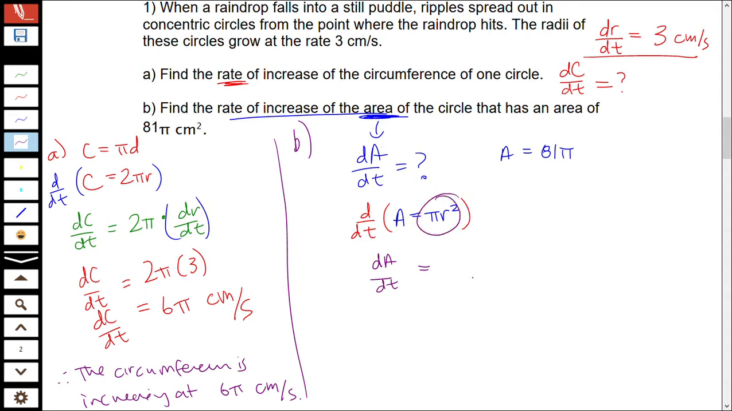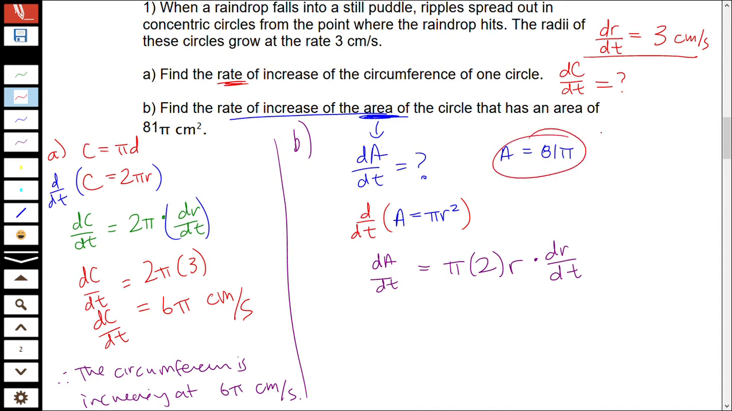So first you derive this just as you normally would, so pi, and then bring down the 2, and then r, and then 2 minus 1 is 1. And then because they're not the same letters, we gotta do times dr over dt. Okay, and let's see, so this is what I'm looking for. I have dr over dt, so that's 3, but I don't have my r. But we can get our r.